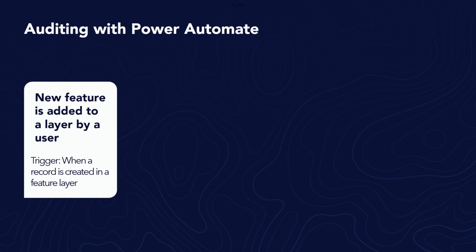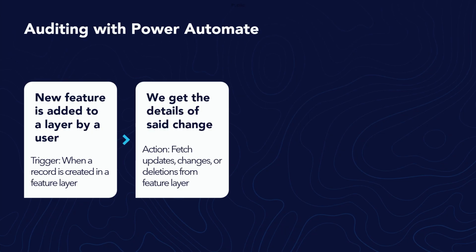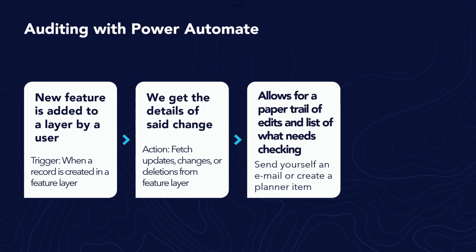Similarly, we can use Power Automate for auditing. So there are ArcGIS-specific triggers within the connector, such as this one, when a record is created in a feature layer. There's also similar ones for edits and deletions. So we can trigger this flow when a new feature is added to a specific feature layer. We can then get details of the change using the fetch updates, changes, or deletions from feature layer tool before doing practically whatever we want with it.